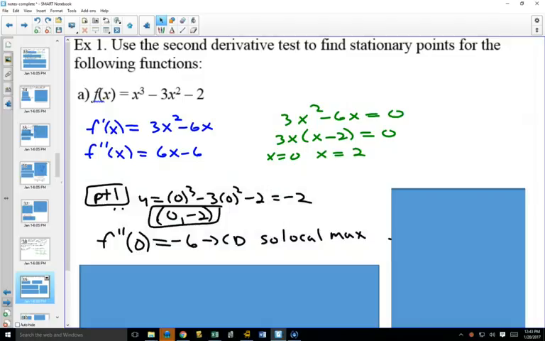Look at our first point, and if we want to find the actual coordinates of that point, we could plug 0 back into our original equation and find out that we have (0, -2) is the actual point on our original graph. Then if we find out what the second derivative is equal to at 0, we find out it's equal to -6. -6 means that it's concave down, and it has to be a local max.